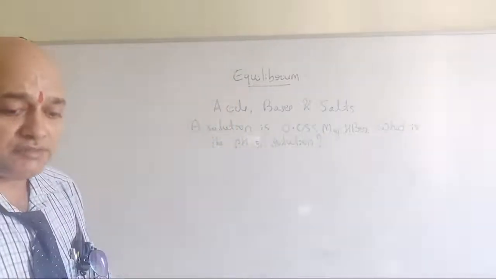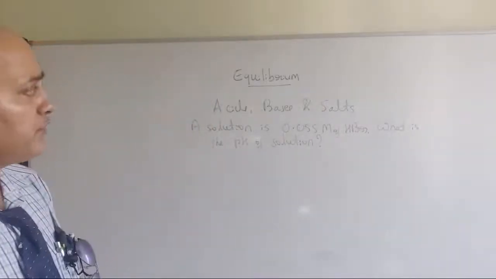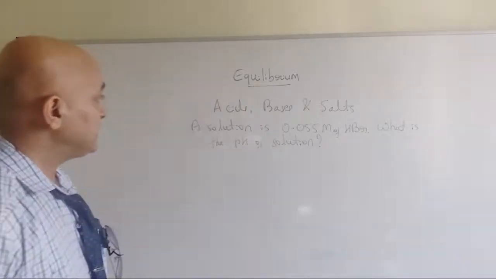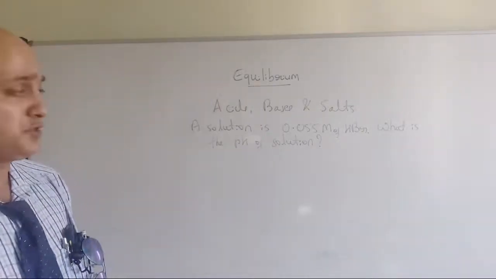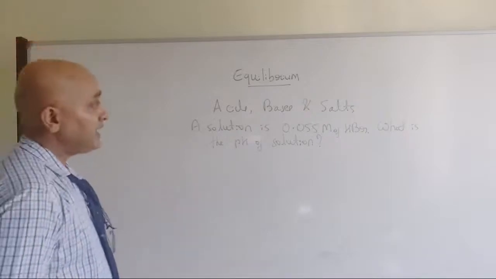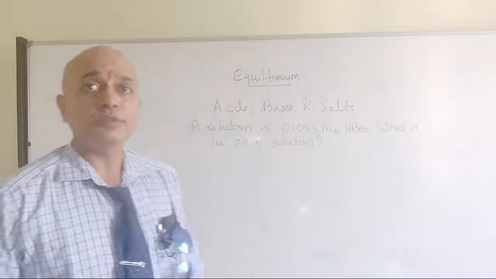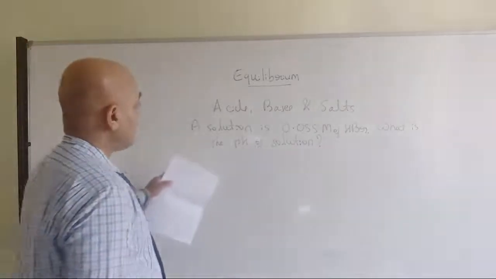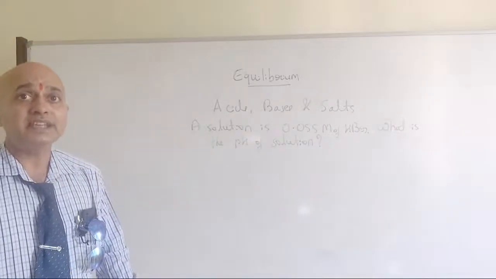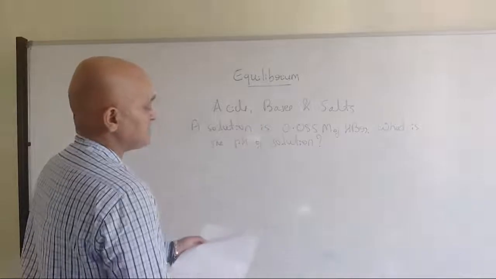So what have they given? They have told that a solution is 0.055 molar of HBr, hydrogen bromide. What is the pH of the solution? Fine. Now we should know that hydrogen bromide is a strong acid. So it will be completely dissociated when it is added to the water. It will be completely dissociated.